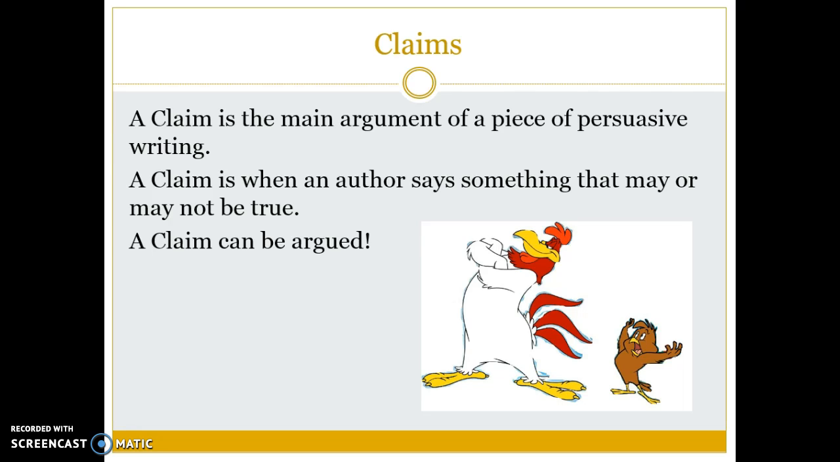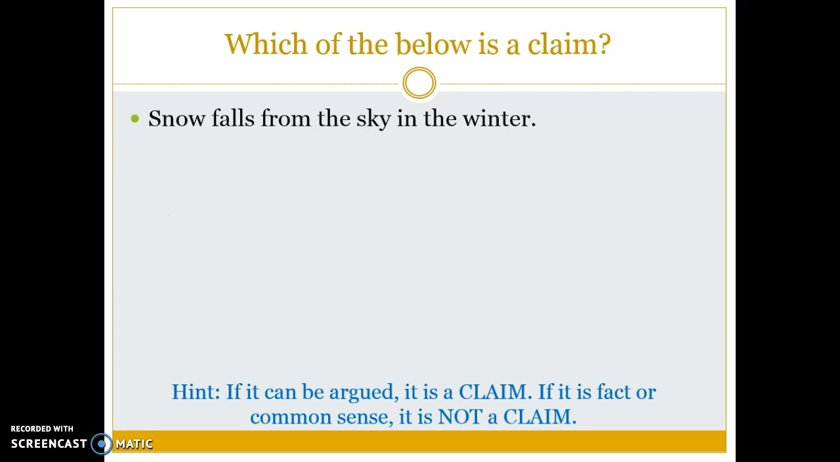Let's start off with the definition. A claim is the main argument of a piece of persuasive writing. A claim is when an author says something that may or may not be true. It is important to remember that a claim can be argued. So let's look at a few examples.